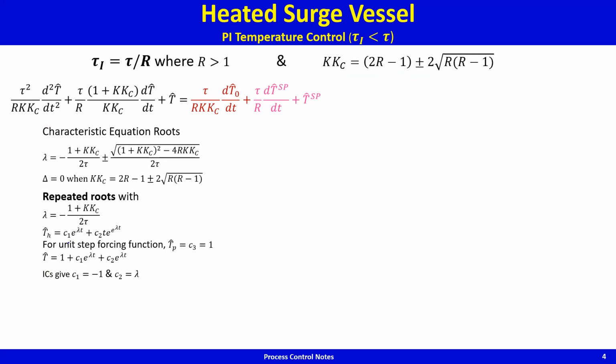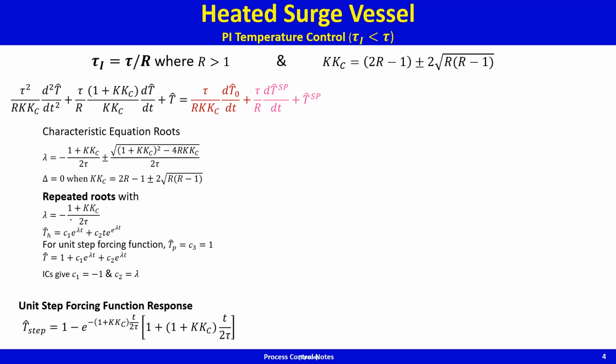the homogeneous part of the solution is c1 e to the power lambda t plus c2 times t e to the power lambda t, and for a unit step forcing function, the particular solution is 1, and therefore your total solution is particular solution plus the homogeneous solution. So that's this, and the initial conditions give c1 equal to minus 1 and c2 equal to lambda, with the negative sign. Okay, fine, and that's that.